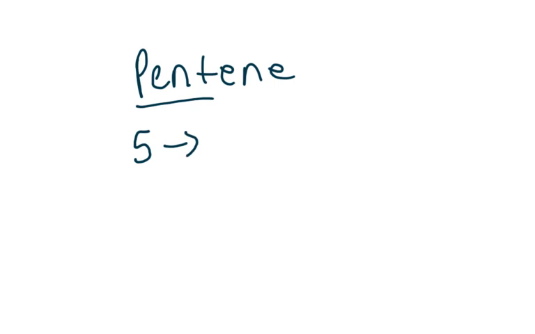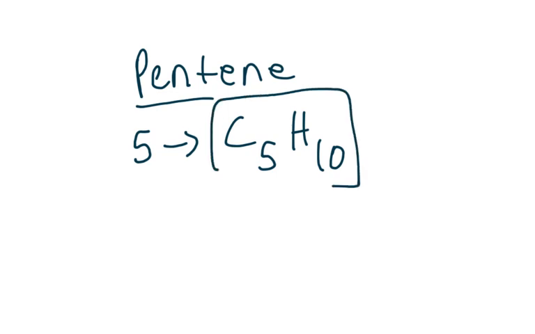If we did one more really quick, without the equation, so hopefully you got it. If we went over pentene, the prefix pent is 5 carbons. So that would be C5H2 times 5, which is 10. So the formula for pentene would be C5H10. And you can do that for any alkene.